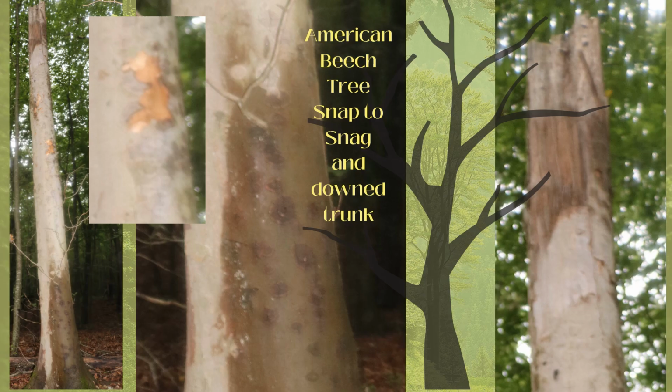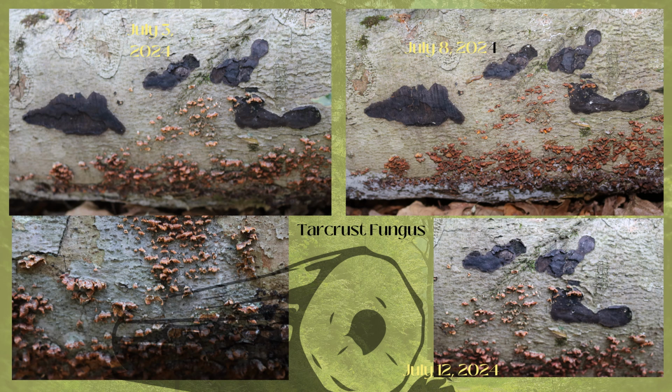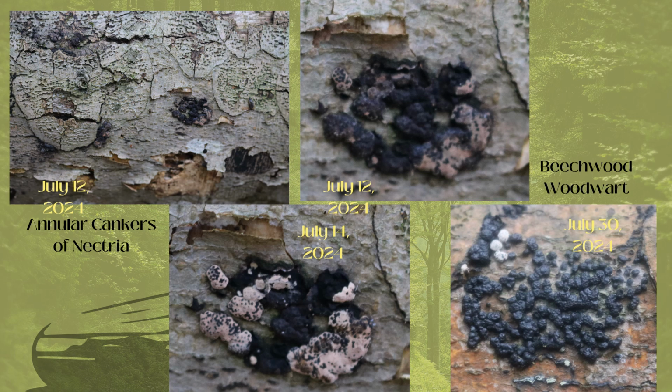American beech trees often snap in response to having had beech bark disease, making tall, straight snags. This snapped piece of the trunk is next to it, laying down across the trail where it was cut. And now we see on the end and along the log crowded parchment. Now this is a small fruiting body, a common crustose fungus in the Stereum genus. Tar crust fungus makes this black amoebic fruiting body. And here we have beechwood wort.